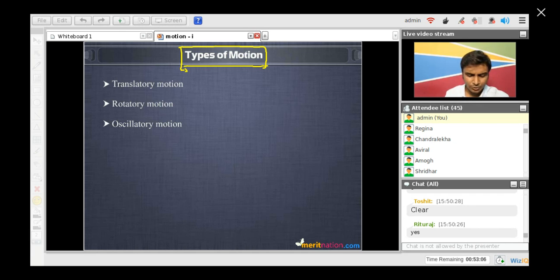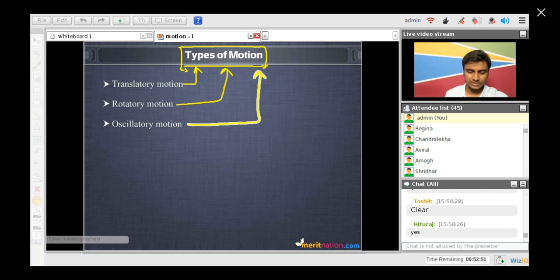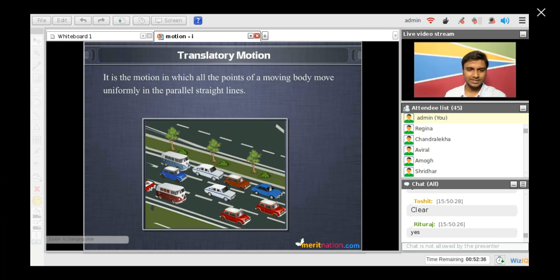So basically, types of motion are defined in three types. First is translatory motion, second is rotatory motion, and third is oscillatory motion. These are the three types of motion that are very important and that we are going to discuss in this lecture. So, starting with translatory motion.